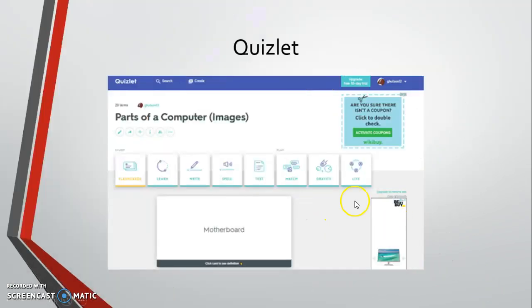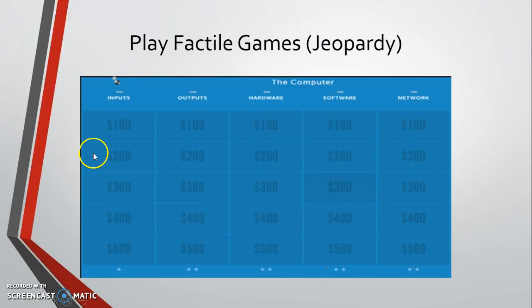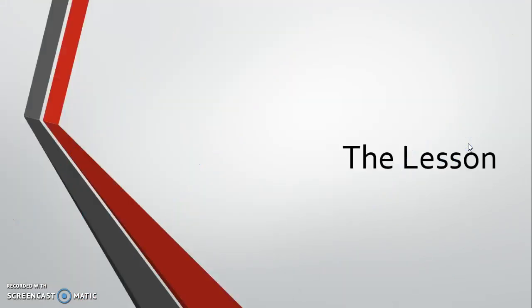The second was a Quizlet, in which this is actually the Quizlet itself, in which students will see the parts of a computer and the images. From here, students will go to take a test, which you'll see later. The third and final technology used was the Playfactile Games. This is an example of the Jeopardy board that students were able to create.